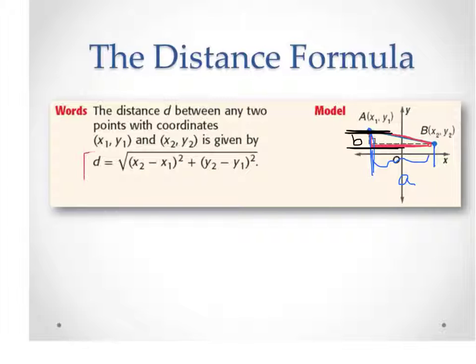And so make sure you have d equals the square root of the quantity x2 minus x1 all squared plus y2 minus y1 all squared written down. That is our distance formula.